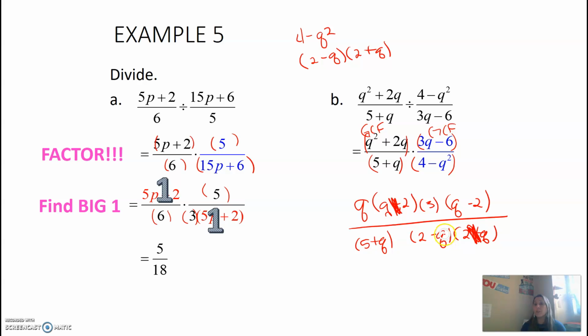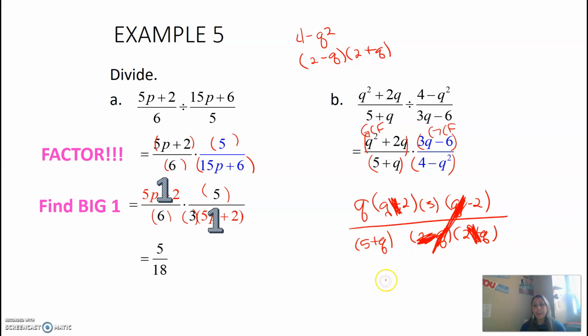Now, we have this 3, there are no other 3's, but then we have a q minus 2 and a 2 minus q. And yesterday we learned that if these two things are exact opposites, they turn into a negative one. So this and this make a negative 1, so it would be like a negative big 1. So we're going to have this negative 1.